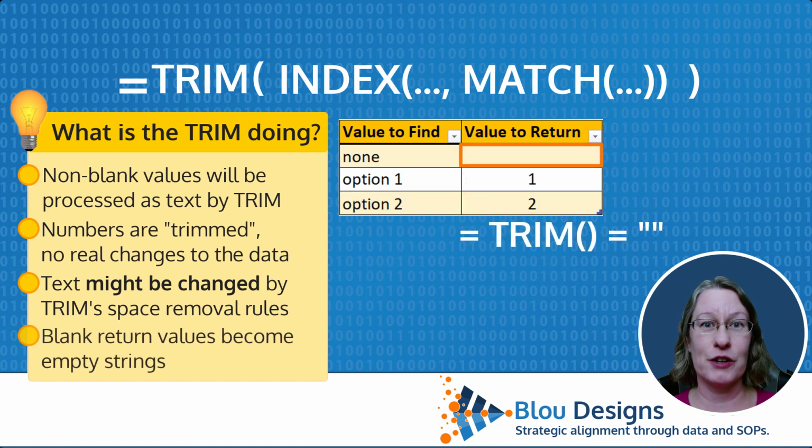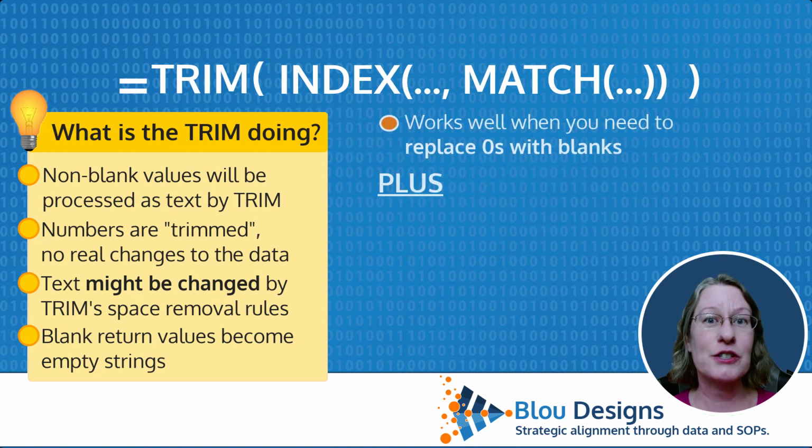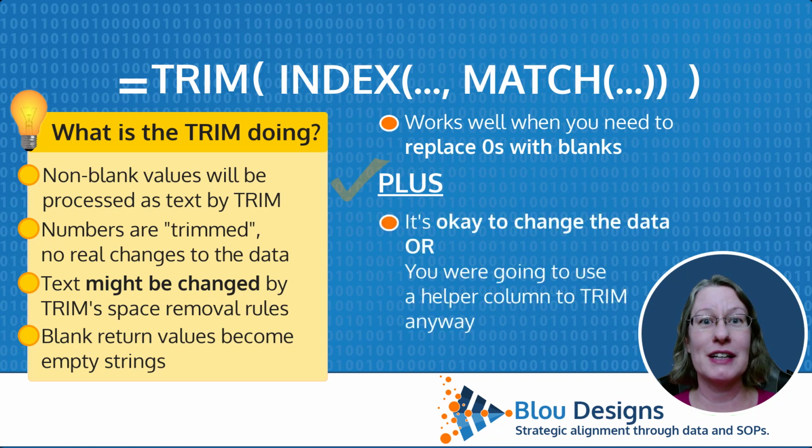In cases where your return value is blank and it's displaying as a 0, that blank return value gets processed as text and trimmed according to the rules of the trim function. In this case, that basically returns an empty string, which you'll see as a blank cell. So this trim option works well when you not only need to replace those zeros with blanks, but also don't mind if your data is changed to remove extra spaces. Or you were going to use a helper column later to do this anyway.